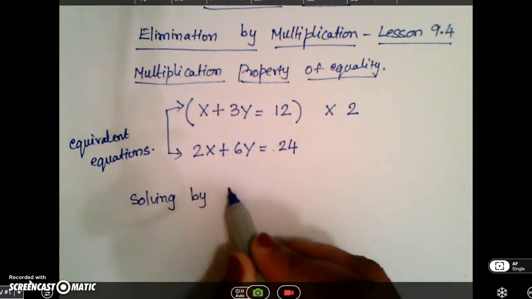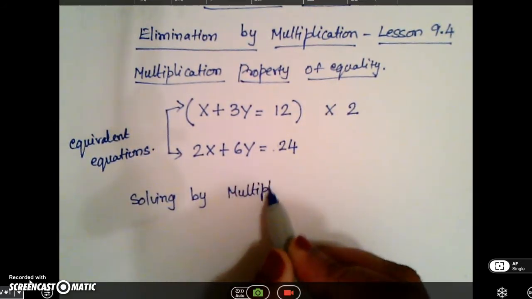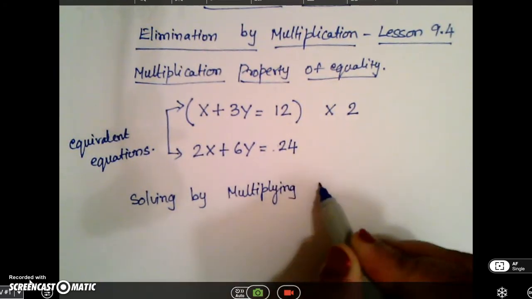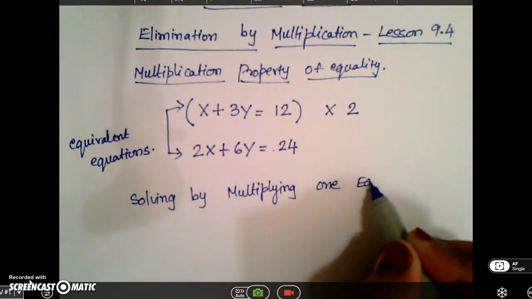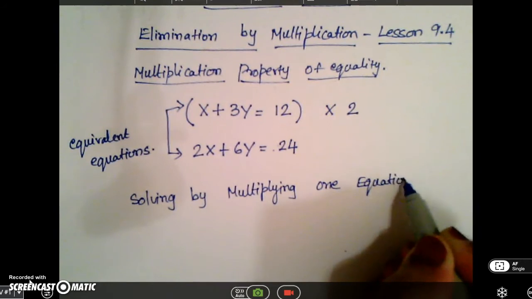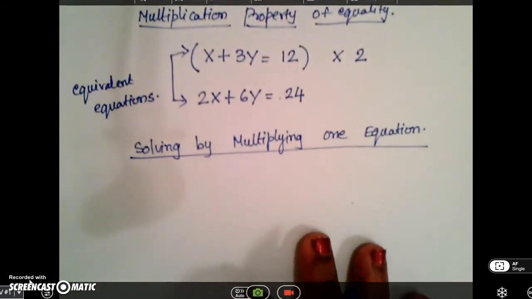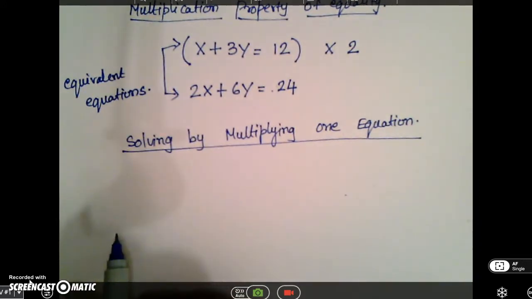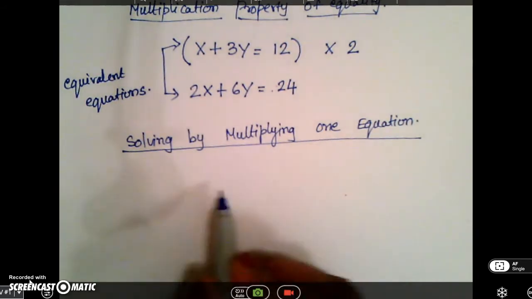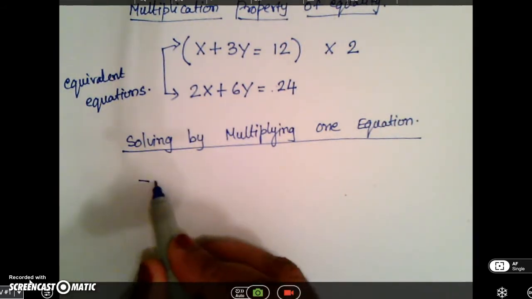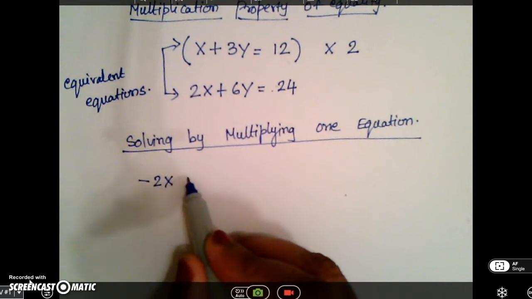by multiplying one equation. So in my system, I usually have two linear equations. So I'm going to multiply one of the equations and I change the equation to something else and use that changed equation with the other equation in the system and then apply my elimination by addition or subtraction. So that sounds all too confusing. Let's go right to the problem.